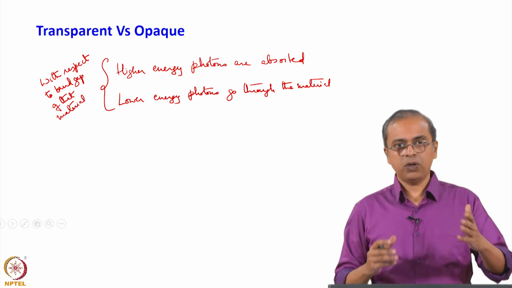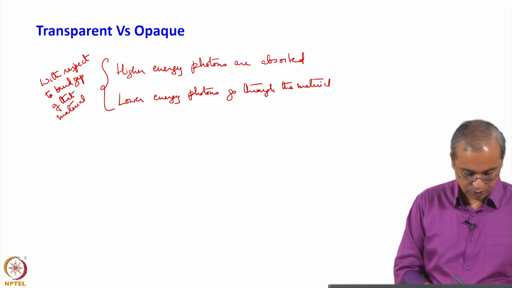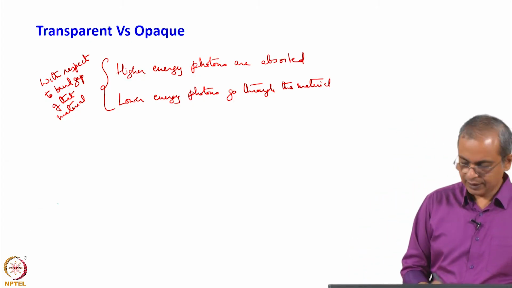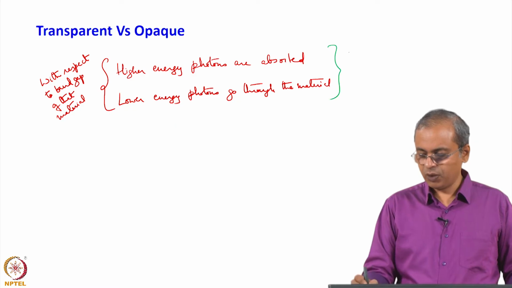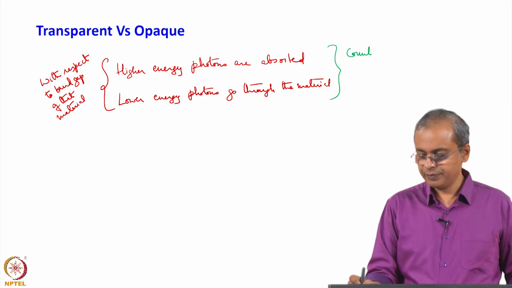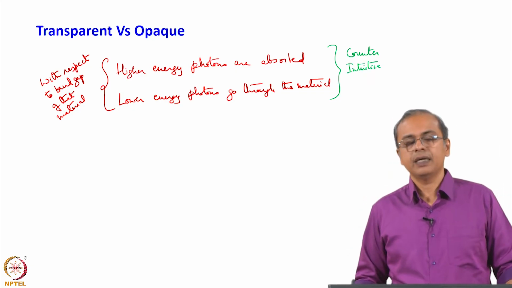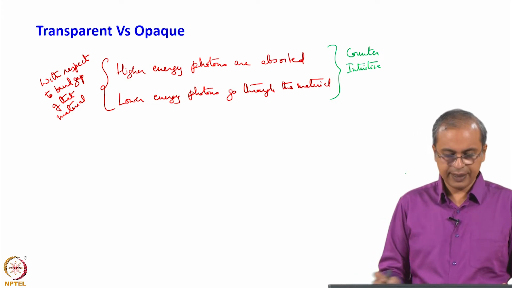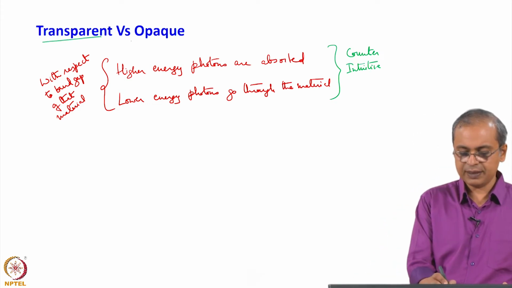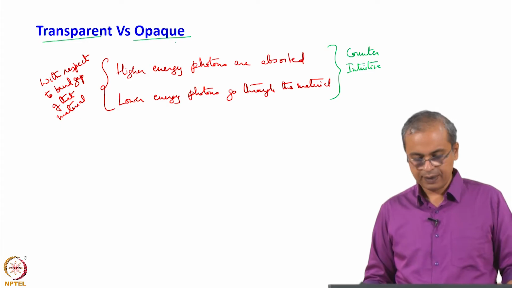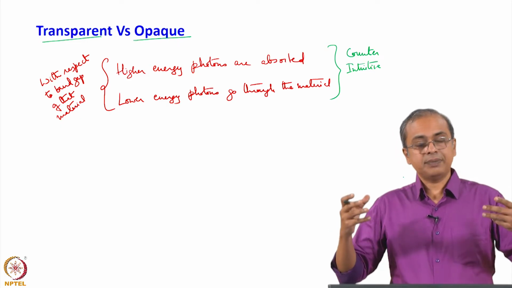So, that is what decides whether something is transparent or opaque, and most importantly this is very counterintuitive. Normally you would not think this to be the case. So, this is this idea of when something is transparent versus when something is opaque. Now, let us look at something more interesting.